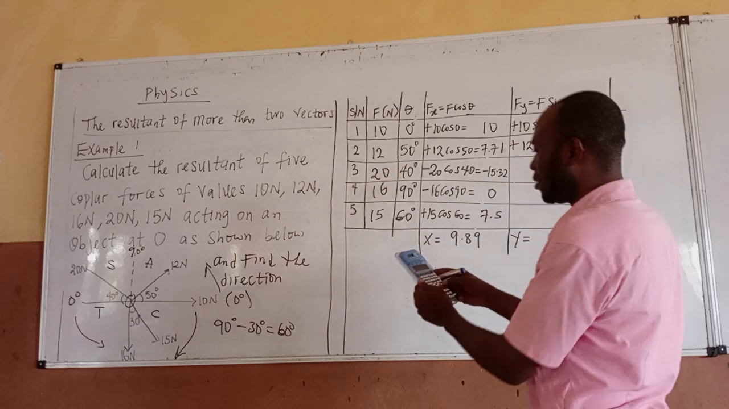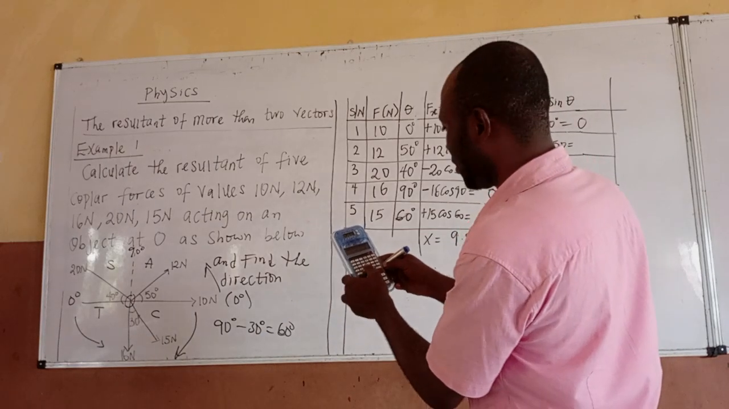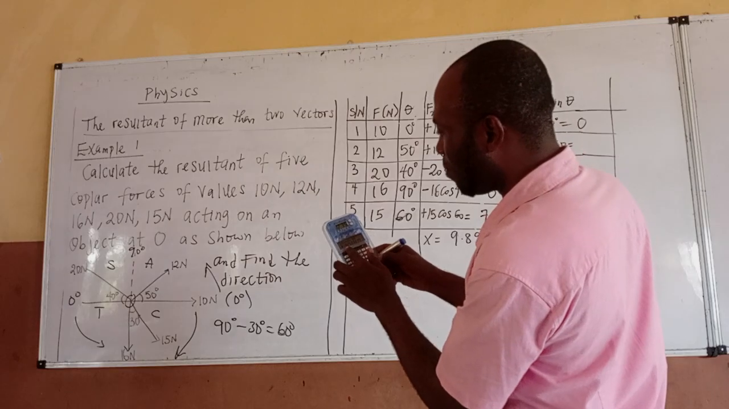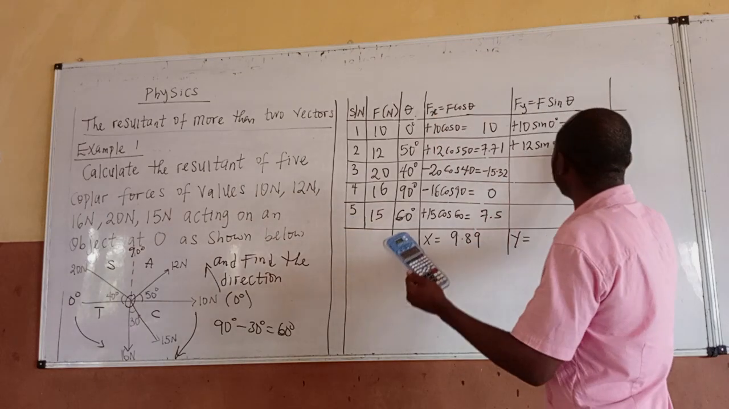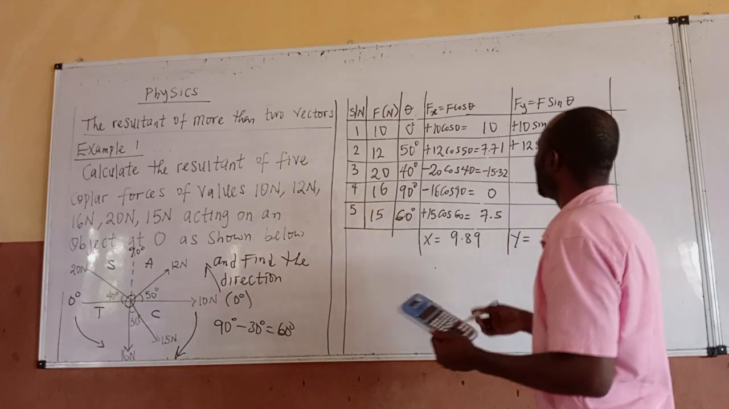So you now punch it, 12 times sine 50. That will give you 9.19. But don't forget to approximate to 9.19.